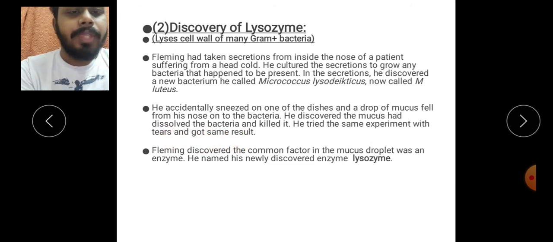So Fleming finally discovered that the common factor in that mucus droplet was an enzyme responsible for killing those bacteria. He named his newly discovered enzyme lysozyme. Okay, so in this way he discovered the lysozyme enzyme, which is responsible for lysing the cell wall of many gram-positive bacteria.